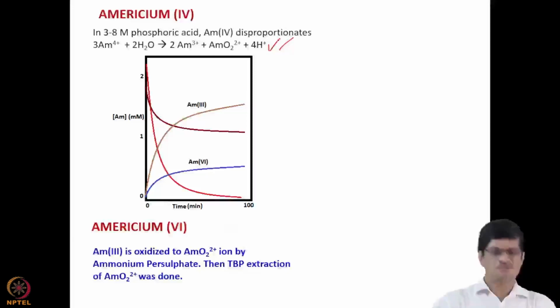Americium 6, I have mentioned before, is used in the SESAME process for the separation of americium and curium. So americium 3 is oxidized to americium 6, or AmO2 2+ ion, by ammonium persulfate, and then solvent extraction of americium 6 can be done in a similar manner as the uranyl ion extraction is done from the nitric acid medium.